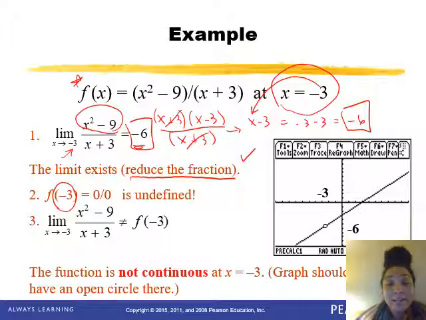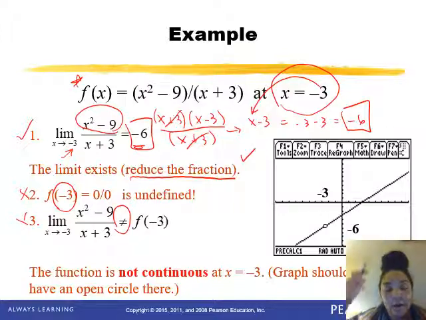The function is undefined. It's 0 over 0. The numerator is 0, the denominator is 0, and anything divided by 0 is undefined. So this does not check out. Number 1 checks out, number 2 does not check out, and because number 2 does not check out, number 3 does not check out, and this is a not equal sign.